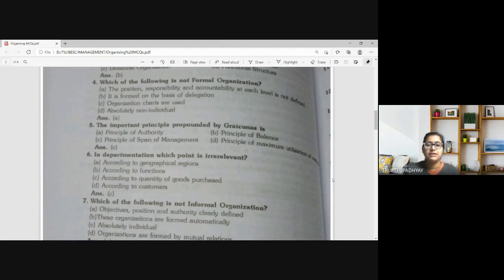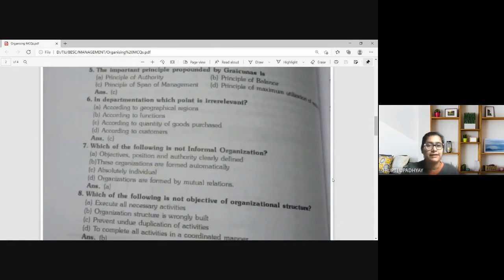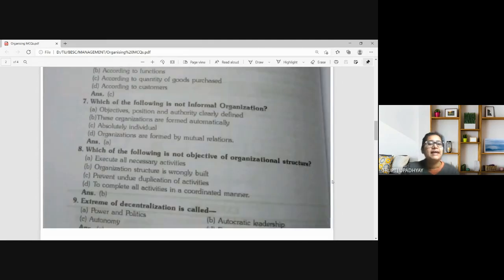Departmentation happens on the basis of geographical region, yes: east, west, north, south. On the basis of functions, like purchase function, sales function, marketing, secretarial, accounts. So functions basis, yes. And the quantity of goods purchased, no. The correct answer here is quantity of goods purchased. It's irrelevant for departmentation. According to customers, departmentation also happens in case of banks, where retail is a separate division and corporate is a separate division, right? According to the customers. Next question.